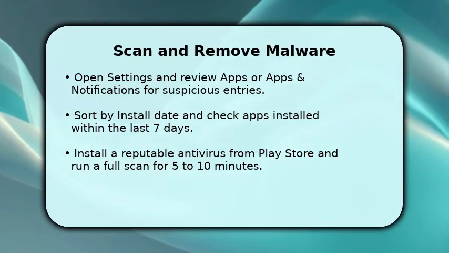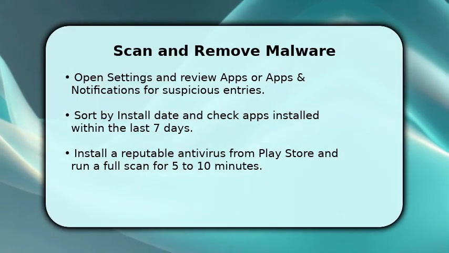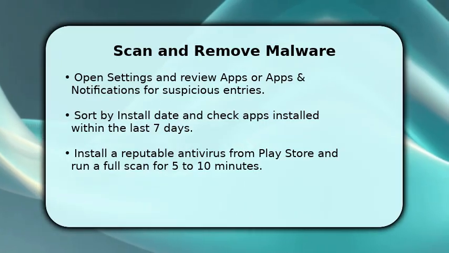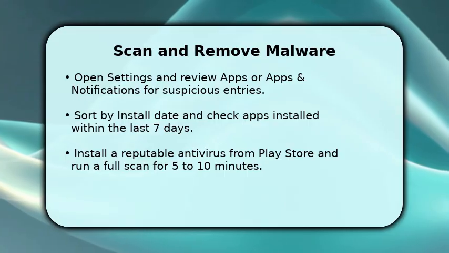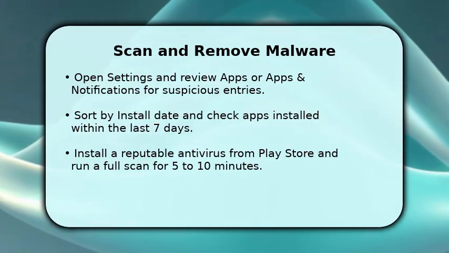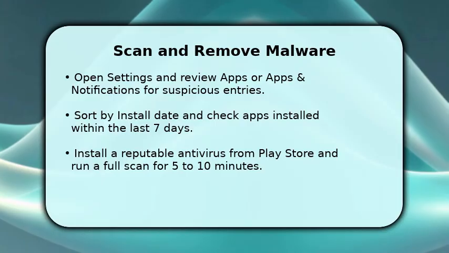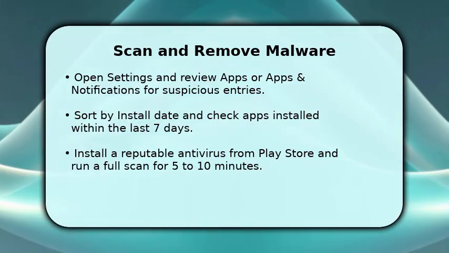Install a reputable antivirus from Play Store and run a full scan for 5 to 10 minutes. If malware persists, clear app data or uninstall updates for Google Play services. As a last resort, perform a factory reset after confirming your backup is complete.